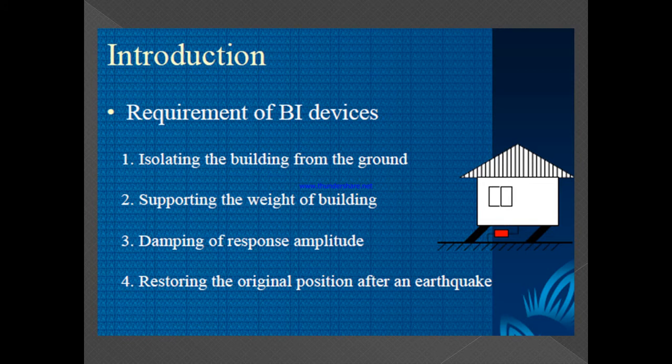Now, requirements of base isolation devices. This is the most important part, that one must understand what the basic requirements for base isolation are. It cannot be applicable for all types of buildings; there are some limitations, and based on that, base isolation can be applicable. The first most important part is isolating the building from the ground. Then supporting the weight of the building, damping of response amplitude, and restoring the original position after the earthquake. These are the basic requirements for base isolation devices.